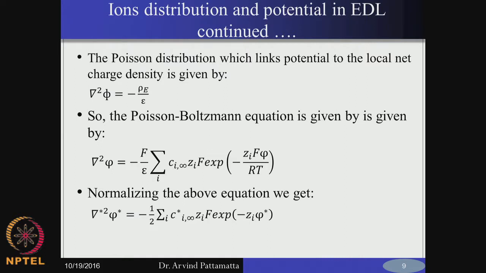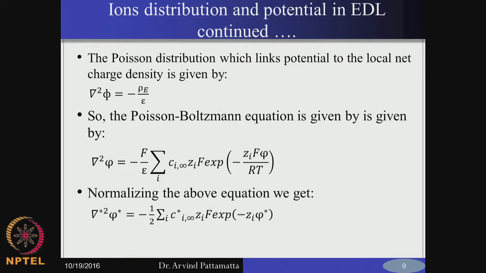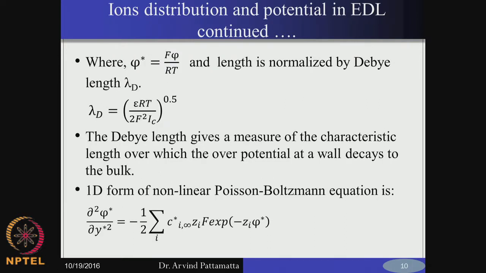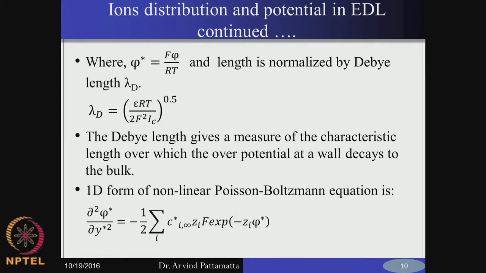You can also non-dimensionalize this equation. We call phi star equal to F phi by RT, a non-dimensional electrostatic potential in terms of Faraday's constant F, R and T. Similarly, you can non-dimensionalize the length scales using the Debye length lambda D. We have mentioned that the diffuse layer is given by the height lambda D, which is also called the Debye length, and we have already talked about the mean free path. This is something similar to that.